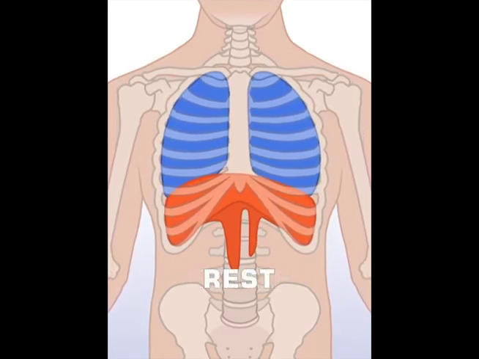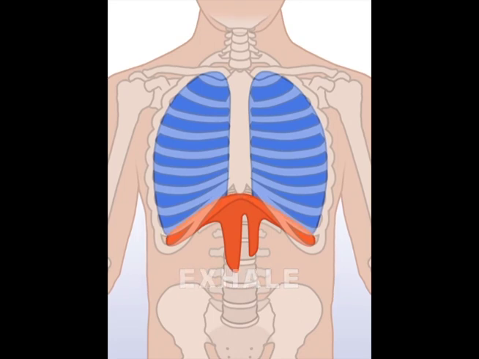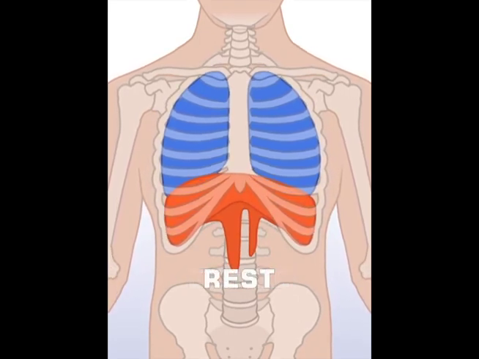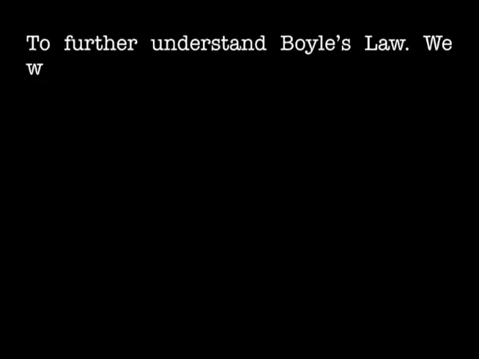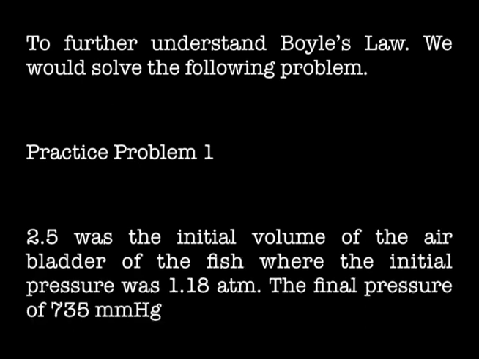When inhaling, the diaphragm constricts, meaning there is an increase in pressure. It also decreases in volume. Upon exhaling, the diaphragm relaxes. Thus, the volume increases back to normal. To further understand Boyle's law, we would solve the following problem.